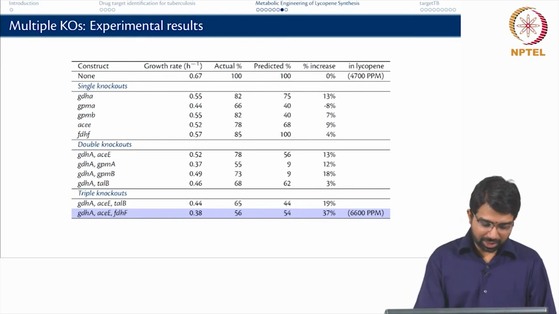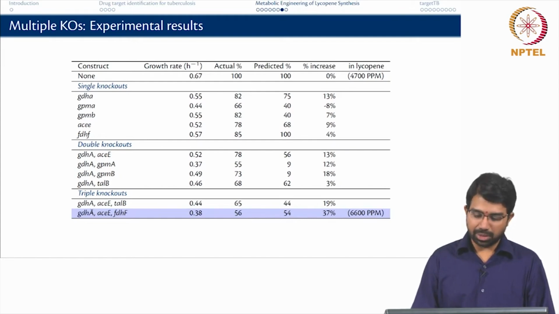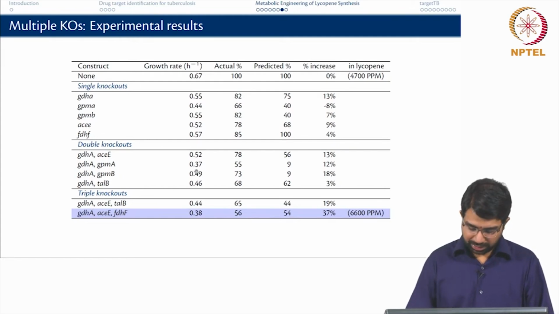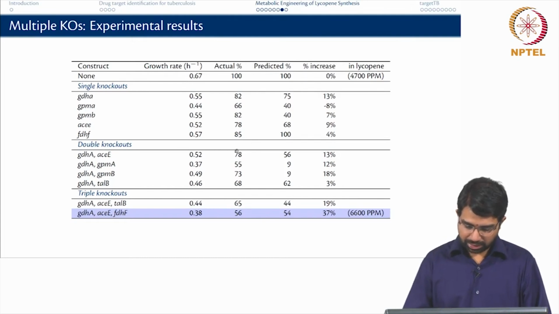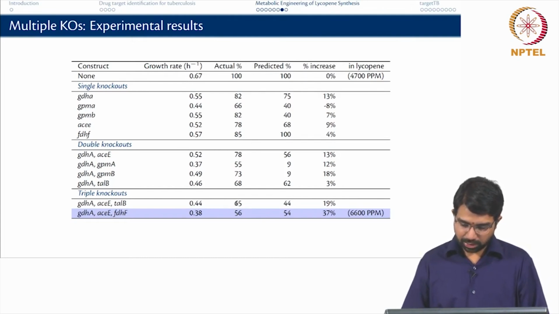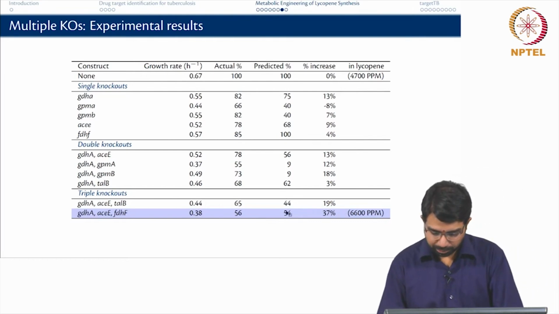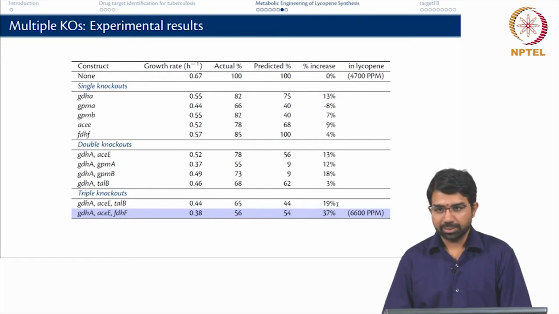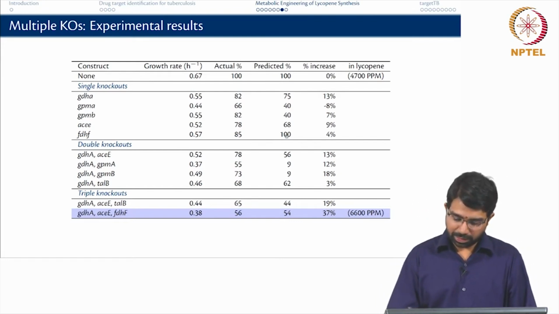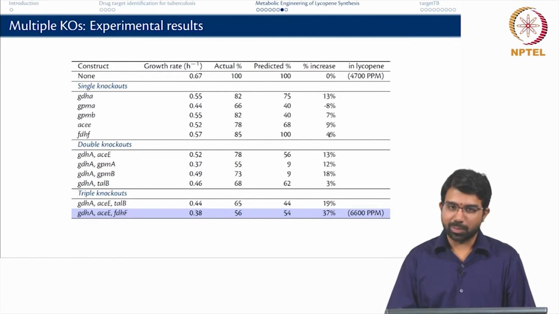So, here what we have are 5 single knockouts and 4 double knockouts and a bunch of triple knockouts. So, the growth rate is listed here, the actual growth rate, the predicted growth rate in percent and the increase in lycopene production, right. So, the predicted increase in lycopene was 54%, but in reality you got about 37%, not bad, right. Whereas here you predicted a 100% increase and you only got a 4%.